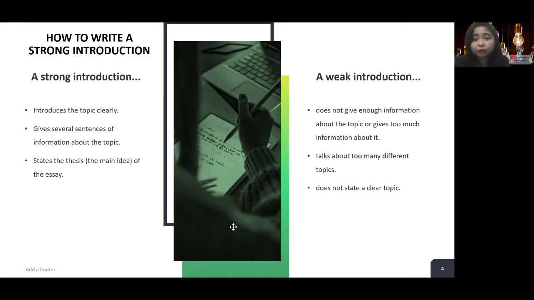When we compare to a weak introduction, you can see it. I've also mentioned it before, but maybe we need to underline the last. A weak introduction doesn't state a clear topic. In the introduction, you talk around the bush, but don't focus on supporting your thesis statement or giving several pieces of information about your thesis statement. You just make it a long paragraph without focus on your thesis statement. That's a weak introduction.